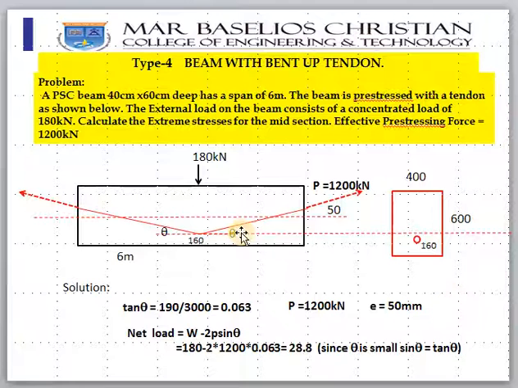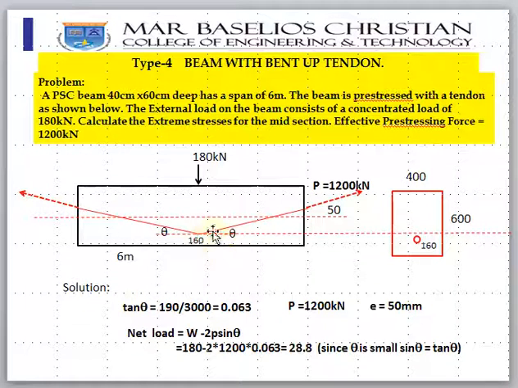Let us do the same problem which I have done before. All the data is the same, except the tendon is just above the neutral axis. This is the situation. A prestressed beam 40 by 60 centimeter deep has a span of 6 meter. The beam is prestressed with a tendon as shown below. The external load on the beam consists of a concentrated load of 180 kilonewton. Calculate the extreme stresses at the mid section. Effective prestressing force is 1200 kilonewton.